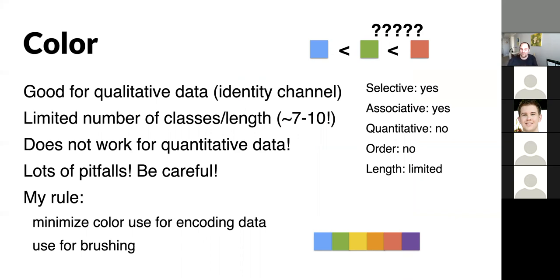It does not work for quantitative data, so we can't say blue is smaller than green, is smaller than red. As we had in the perception lecture, there are lots and lots of different pitfalls about color, so be careful about it. My rule about color is to minimize color use for encoding data and use it for highlighting and brushing with these kinds of pop-out features that we talked about. So it is selective, it's associative, it's not quantitative, it's not ordered, and we have a limited length. So color, be careful about it.